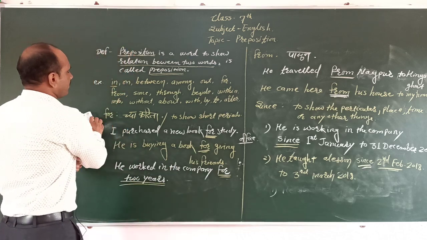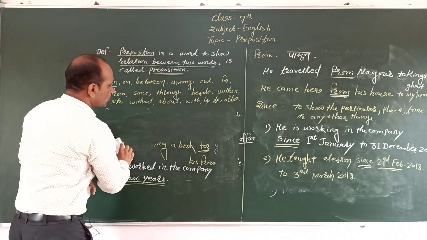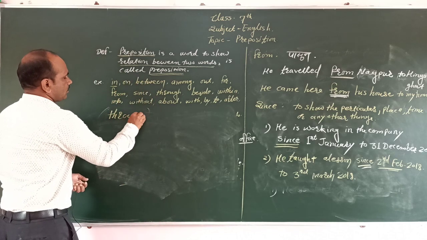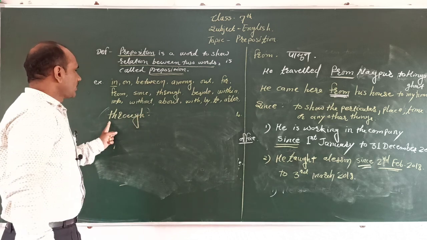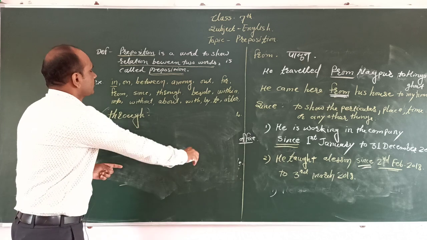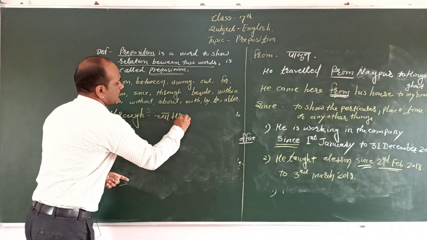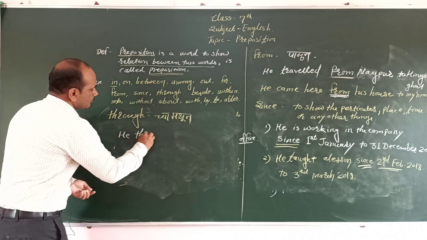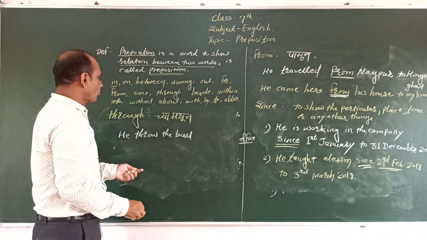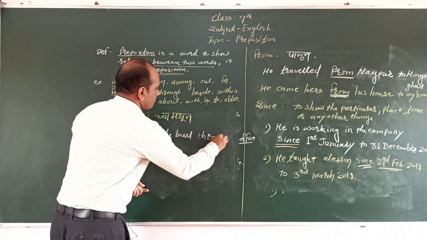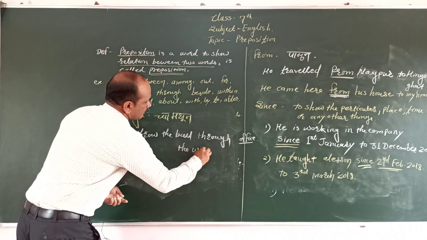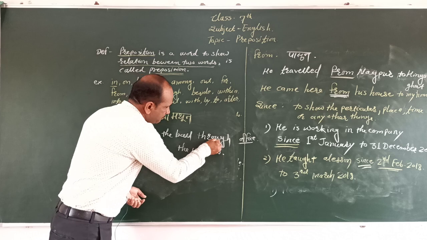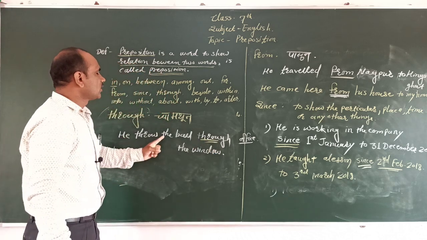Now, we discuss another preposition. That preposition is through. Through is a preposition. When we are using this preposition, it means 'cha madhun' in Marathi. One example I have given there: He threw the ball through the window. Through is a preposition. He threw the ball through the window.